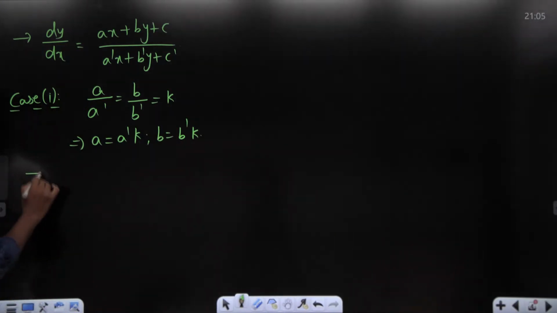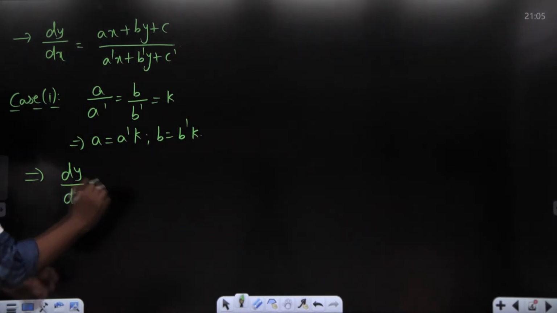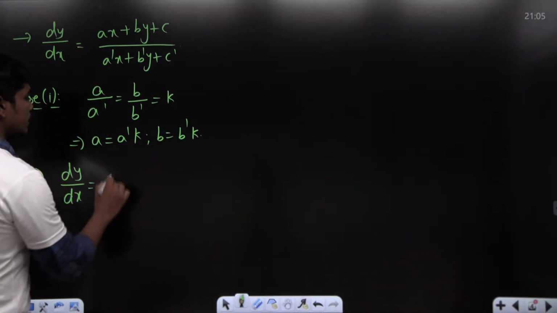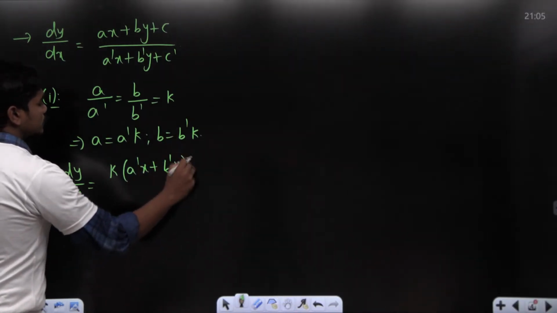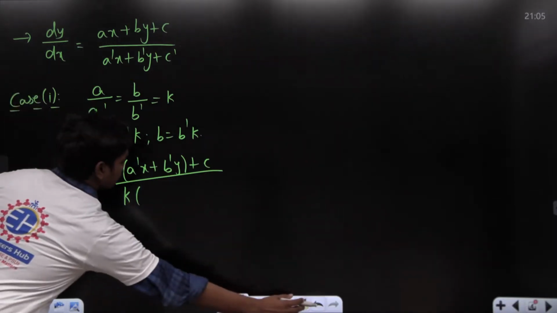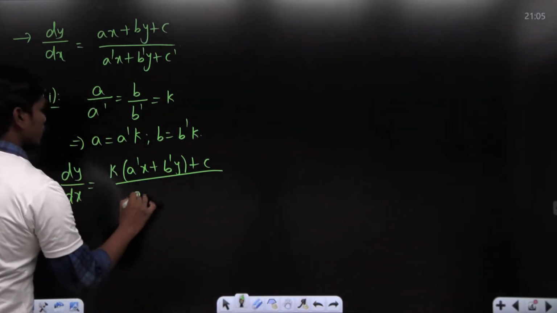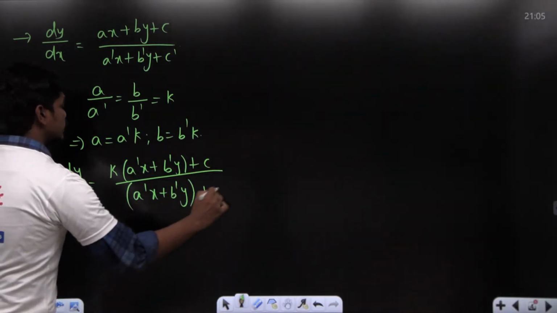So now if you compare this dy by dx, this is equal to, in place of a you can write a dash k, so k times of a dash x plus b dash y plus c, divided by, in the denominator you don't have a k, so a dash x plus b dash y plus c dash. This is what you have.